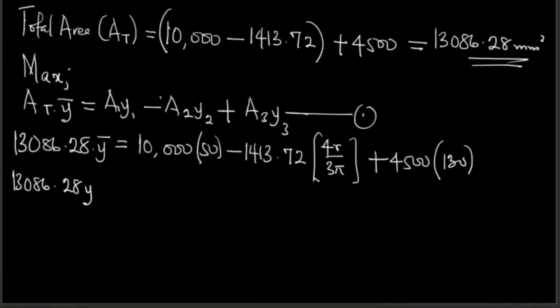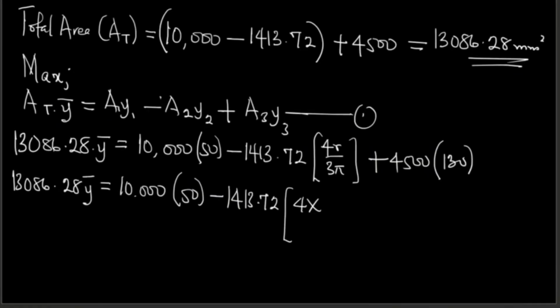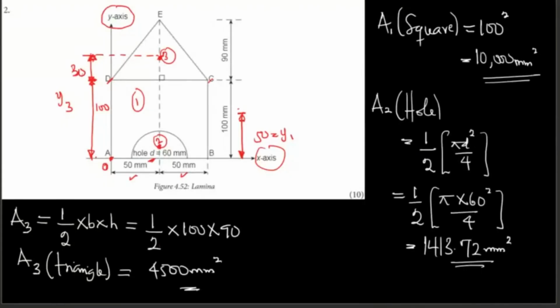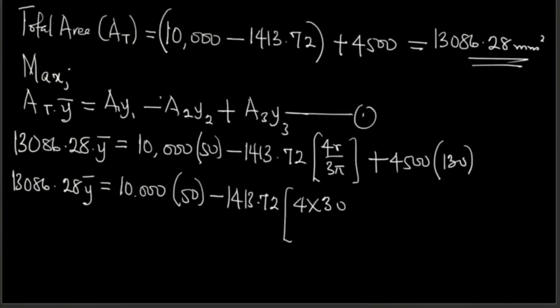So I'm just going to substitute. 13086.28 y bar equals 10,000 multiplied by 50 minus 1413.72 multiplied by, what's the radius there? The diameter is 60. The radius is 30, divided by 3 pi. Then plus 4,500 multiplied by 130.